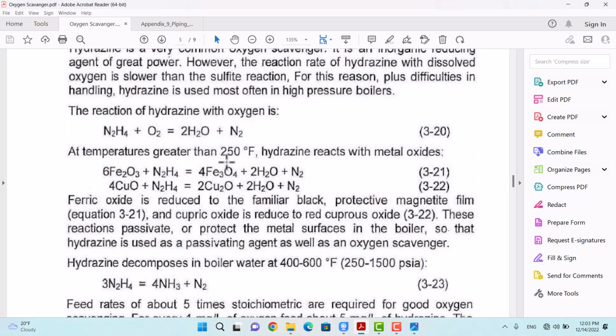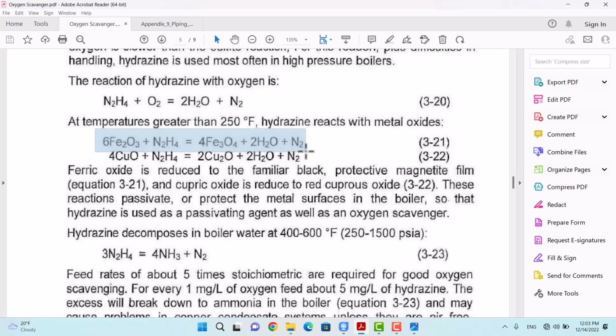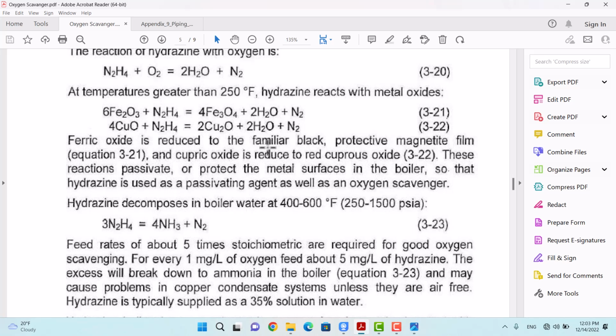At temperatures greater than 250 Fahrenheit, hydrazine reacts with metal oxides like this one. Ferric oxide is reduced to the familiar black protective magnetite, and cupric oxide is reduced to red cuprous oxide. This reaction passivates or protects the metal surface in the boiler, so hydrazine is used as a passivating agent as well as an oxygen scavenger.